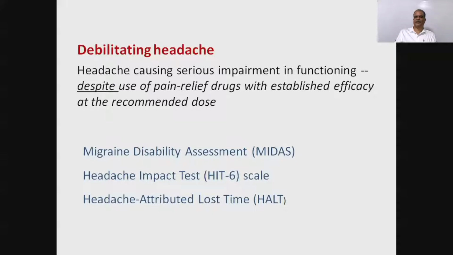If you want to be more specific, there are a lot of scores for qualifying something as debilitating headache. One is the Migraine Disability Assessment tool, called the MIDAS, and other things like the Headache Impact Test, headache attributed lost time, etc. So usually the commonly used thing is the MIDAS to see whether the patient is actually having a debilitating headache.